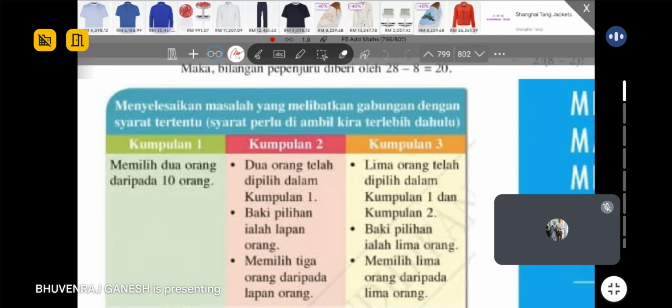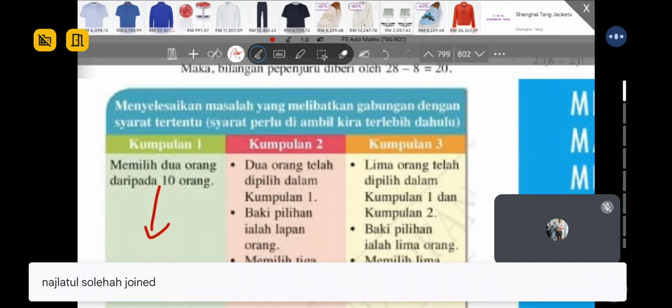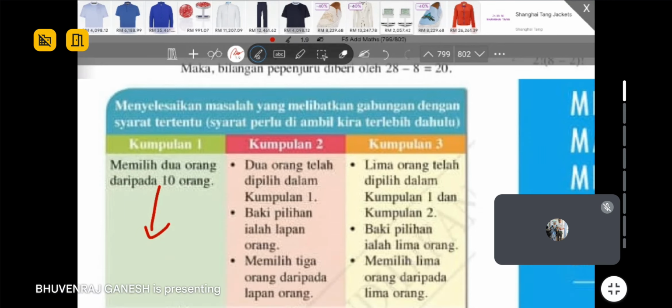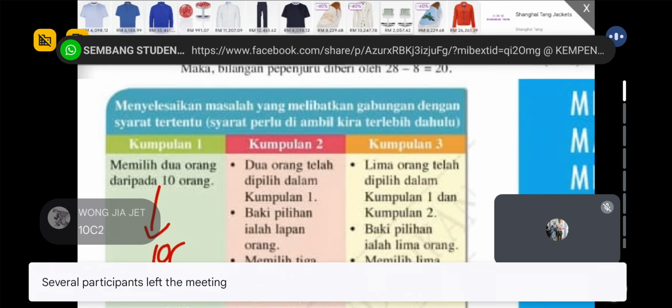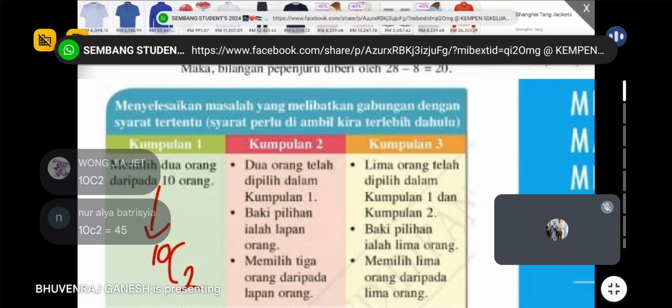Can anyone tell me apa simbol untuk kumpulan 1? What is the symbol we use? Choose 2 people, total 10 people. So we will write, the answer is, apa nilai dia? Anyone? What is your value for this one? 10C2. Correct. Very good.